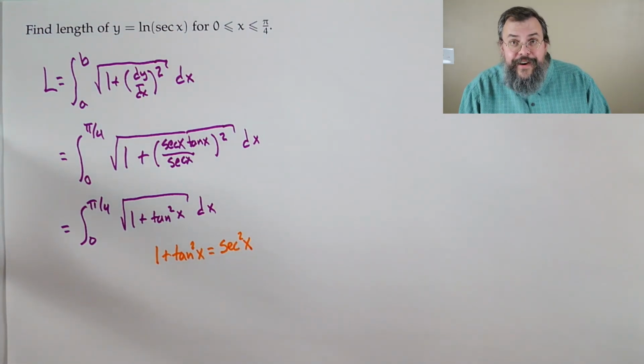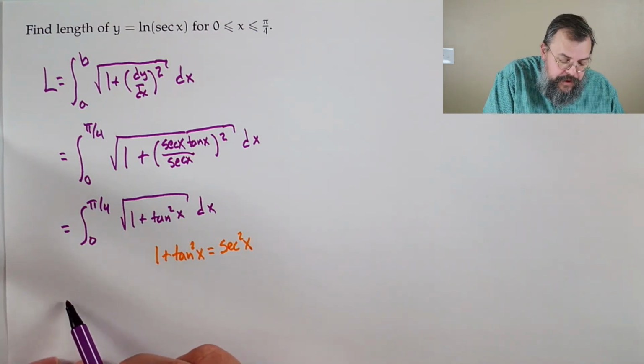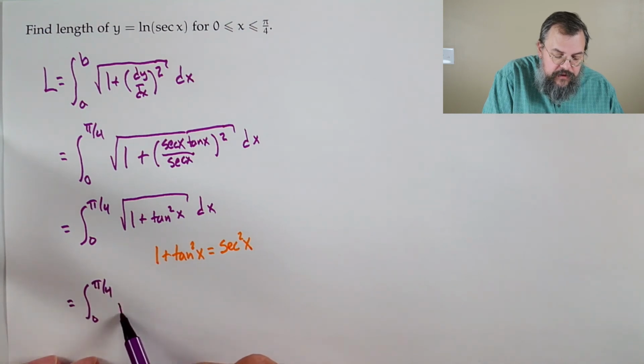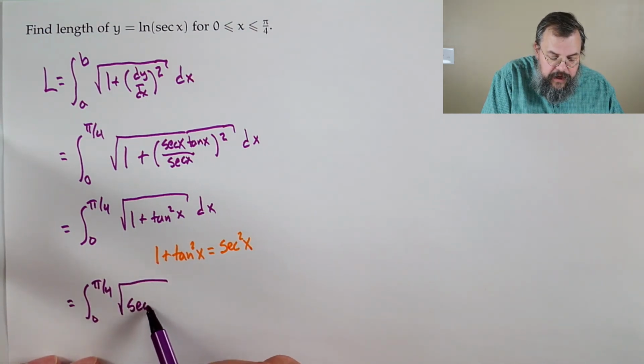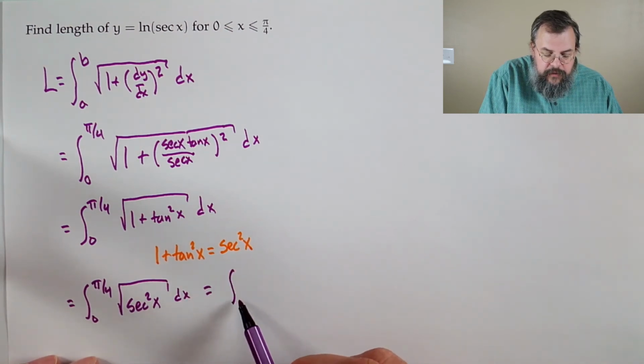Aha! Well, that's very convenient. Wow, almost too convenient. But we will take our win. So this becomes the integral from 0 to pi fourths of the square root of secant squared of x dx. Okay, well, we can get rid of the square root now.